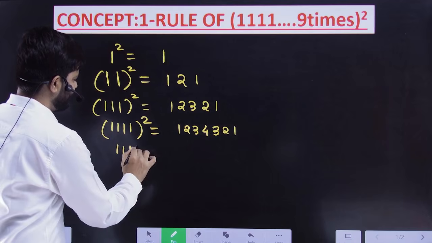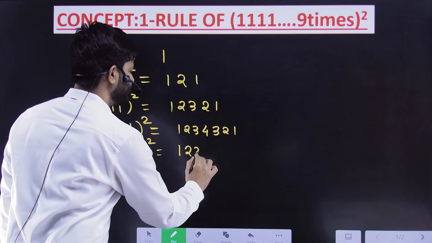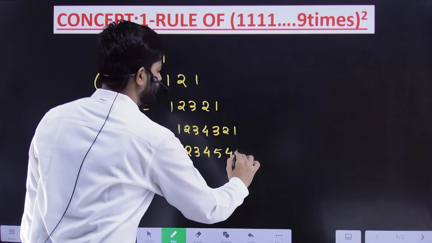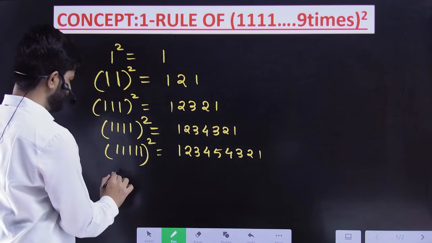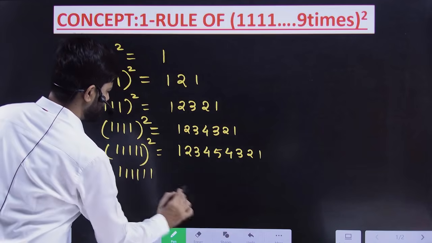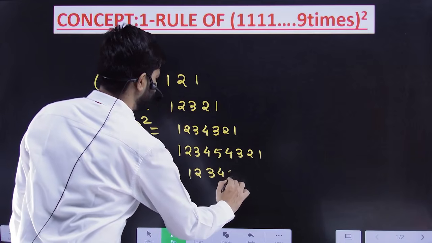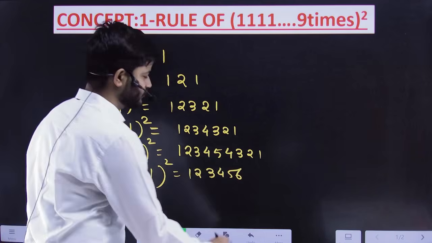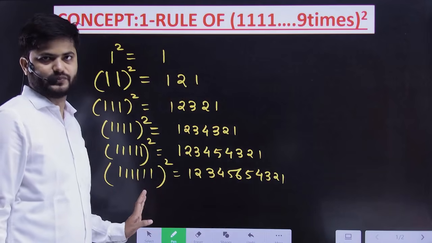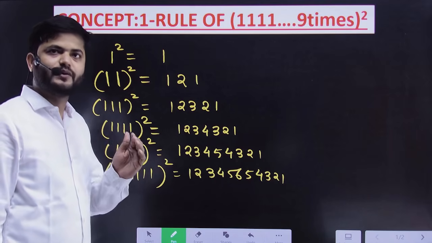When we write 1 5 times, its square is 1 2 3 4 5. Maximum 5. Now decrease to 1: 5 4 3 2 1. Write 1 6 times, the square of that is 1 2 3 4 5 6. Now decrease from 6 to 1: 5 4 3 2 1. We can similarly find the square of the number formed by writing 1 up to 9 times.